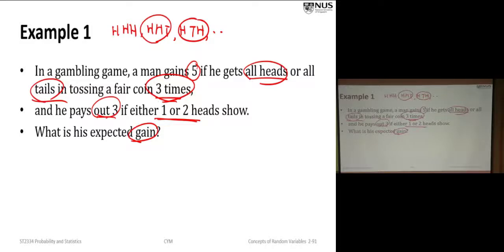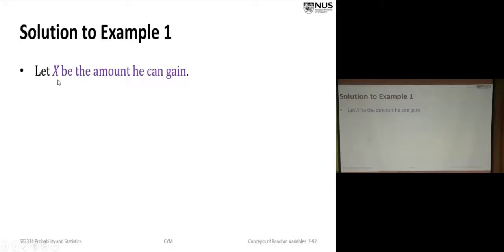All right. So what he gets, there are 2 possible values. One is 5. How about the other one? 3? No. If it's 5 and 3, then he always makes money. All right. He pays out. So he has to pay $3, if the outcome is 1 head or 2 heads. So if we define X as his gain, X is a random variable. It takes the value 5 and minus 3.